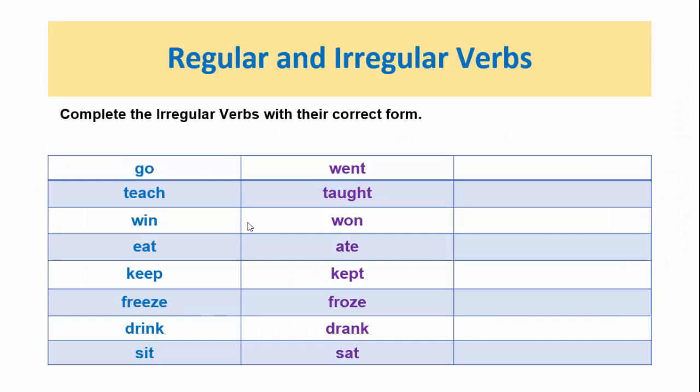Now let's practice. Complete the irregular verbs with the correct form. Go, went. Teach, taught. Win, won. Eat, ate. Keep, kept. Freeze, froze. Drink, drank. And sit, sat. Complete the table using the third form of the irregular verb. Please complete the table. You have time to do it.